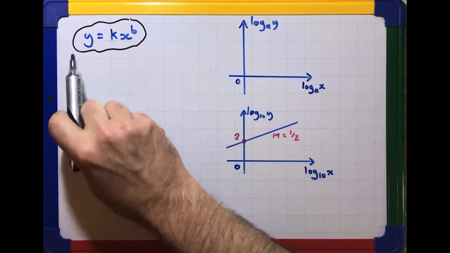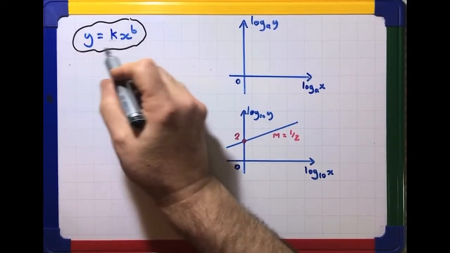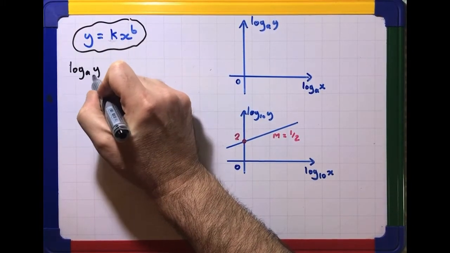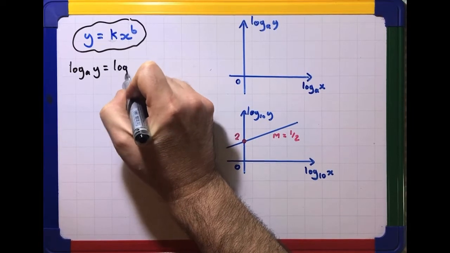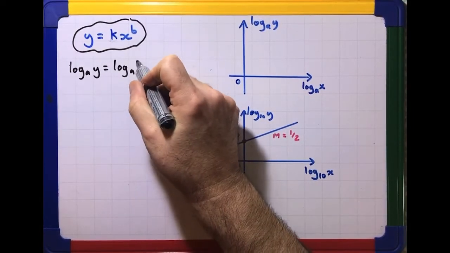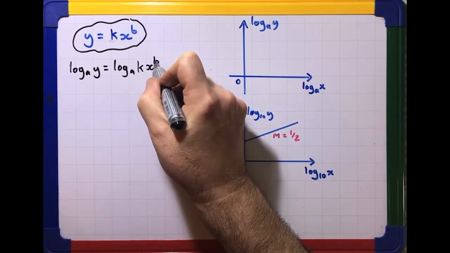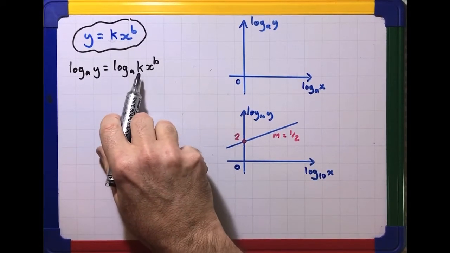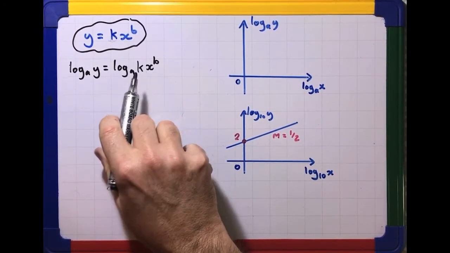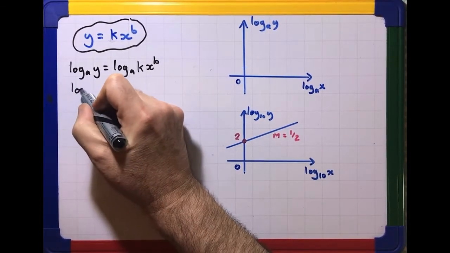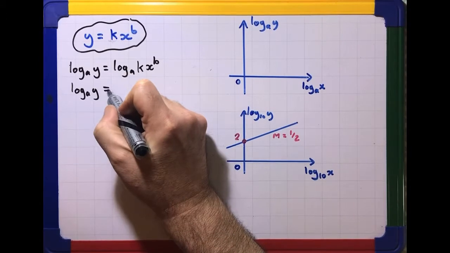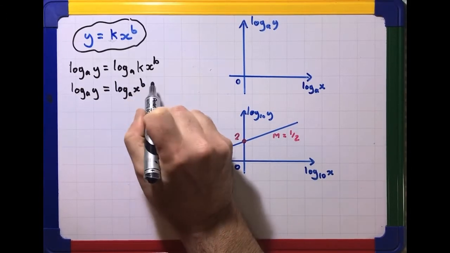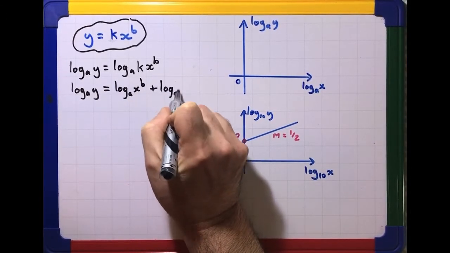What we're going to do with this is take logs of both sides of this formula. We have log to the base a of y equals log to the base a of k, which is your constant, times x to the power b, and b is a constant as well. If you remember from the rules of logs, when we multiply in a log, it's the same as adding two separate logs together. So that's going to become log to the base a of x to the power b plus log to the base a of k.